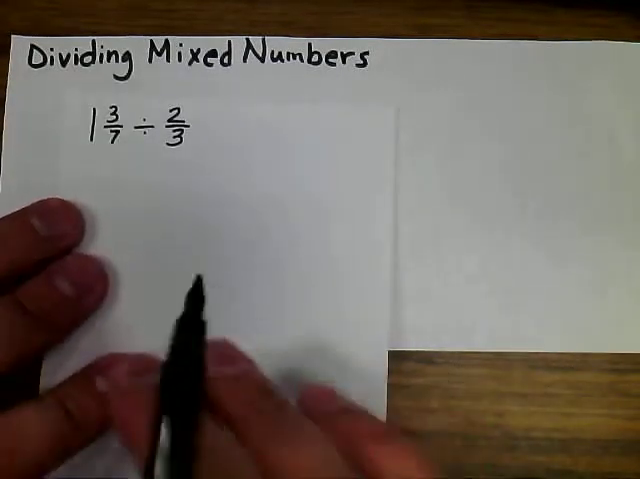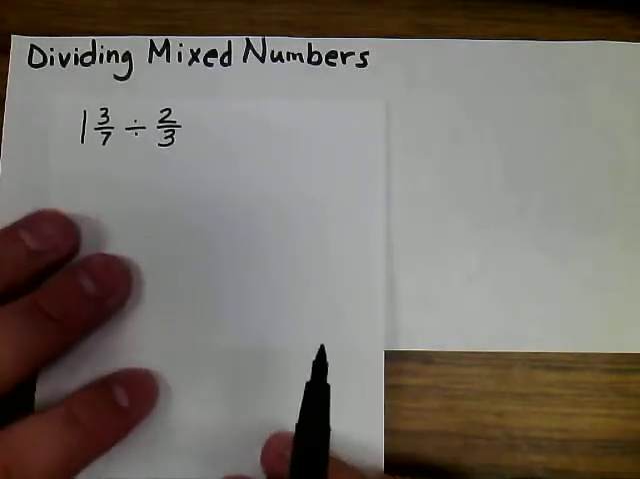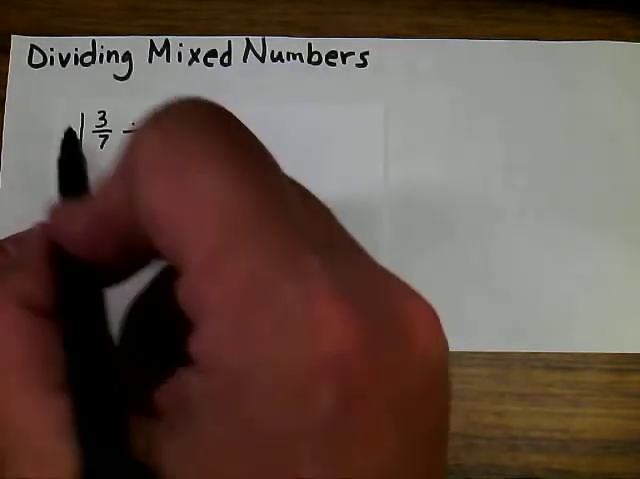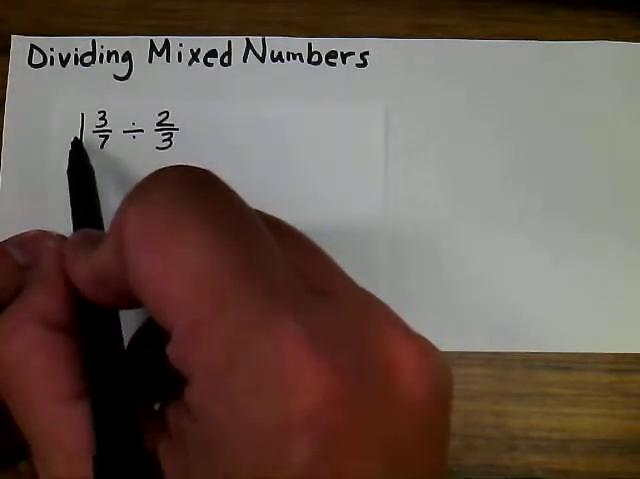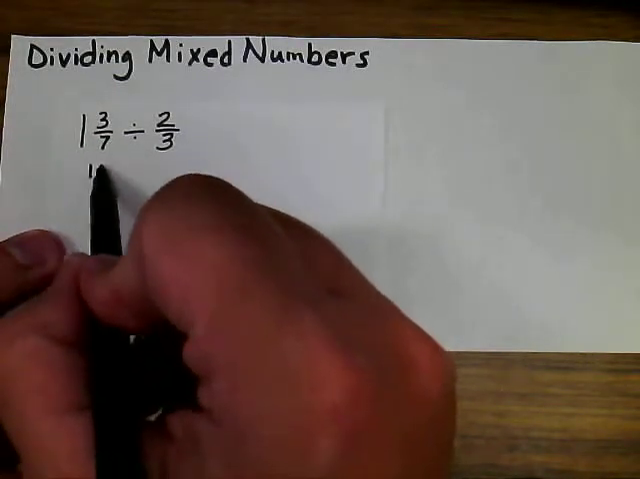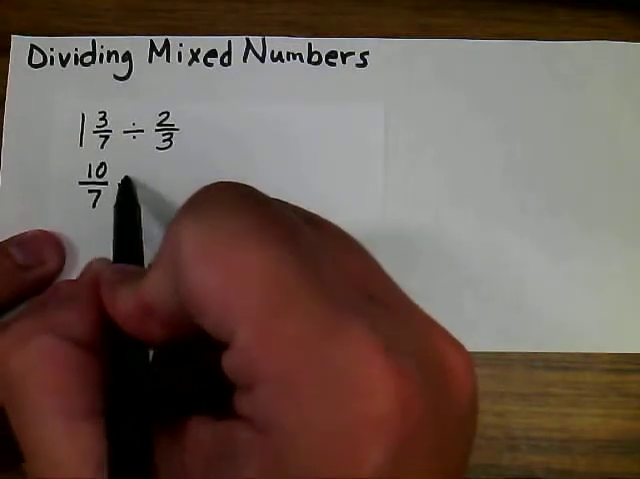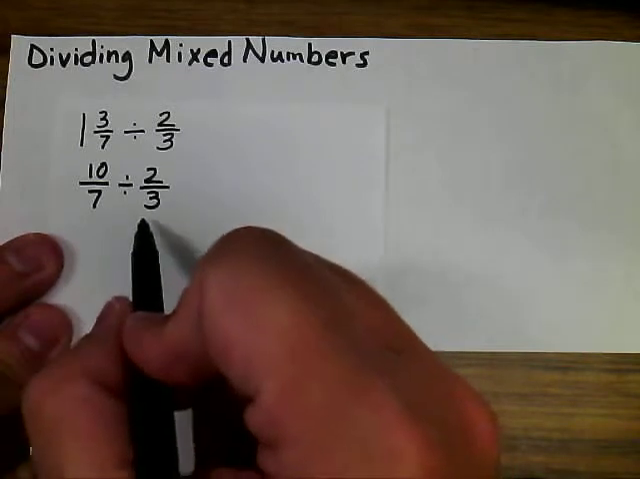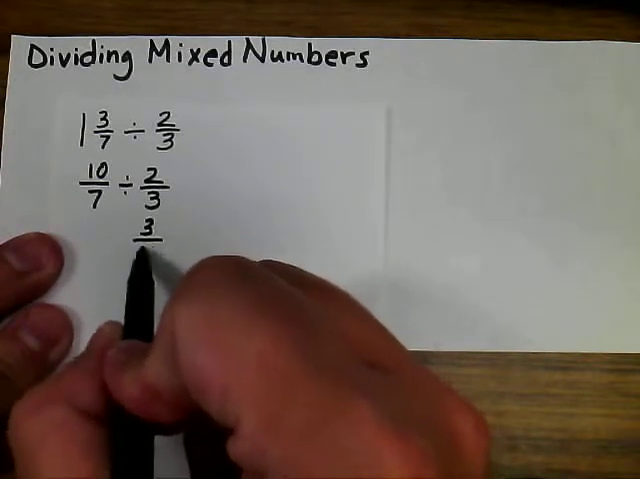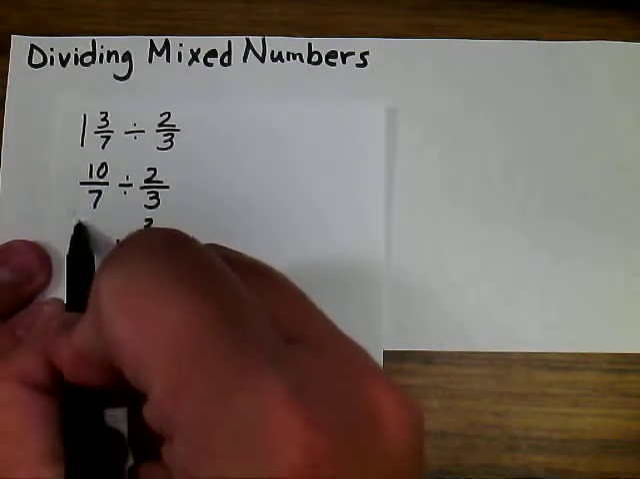We have another example. Again, we are dividing a mixed number by a standard fraction. Again, we're going to change that mixed number into an improper fraction. 7 times 1 is 7, plus 3 is 10 over 7, divided by 2/3. Now I'm going to rename this by changing to my reciprocal and changing to multiplication.